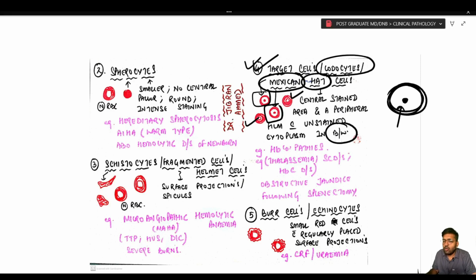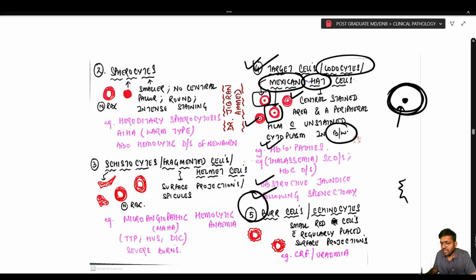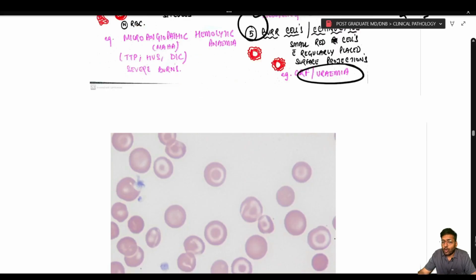So where do you encounter target cells? They are classically seen in hemolytic anemia and the different varieties of hemoglobinopathies like thalassemia, sickle cell disease, and HbC disease. They can also be encountered in obstructive jaundice and following splenectomy. Then we see the presence of what is known as Burr cells or echinocytes. These are small red cells with regularly placed surface projections. When the surface projections are regularly placed, we call them Burr cells or echinocytes, and they are characteristically seen in uremia or chronic renal failure.